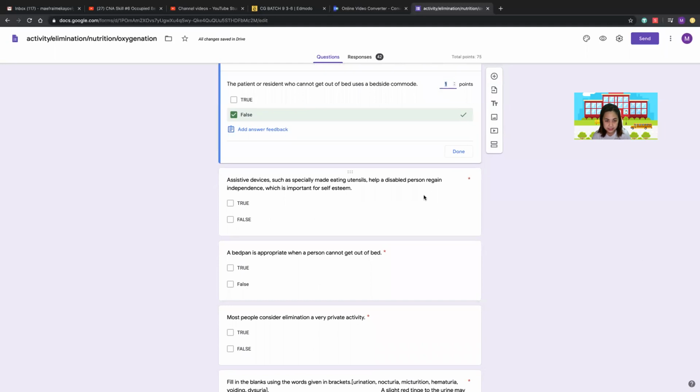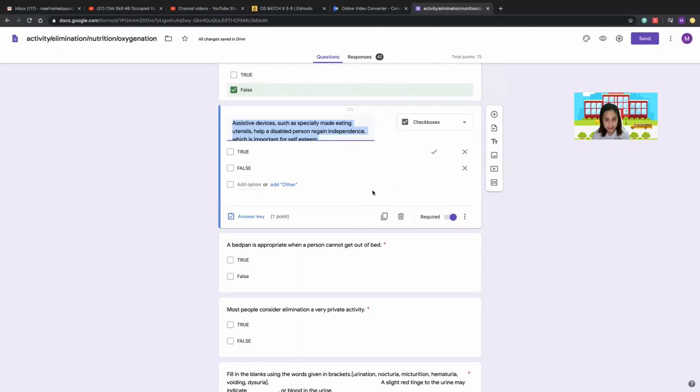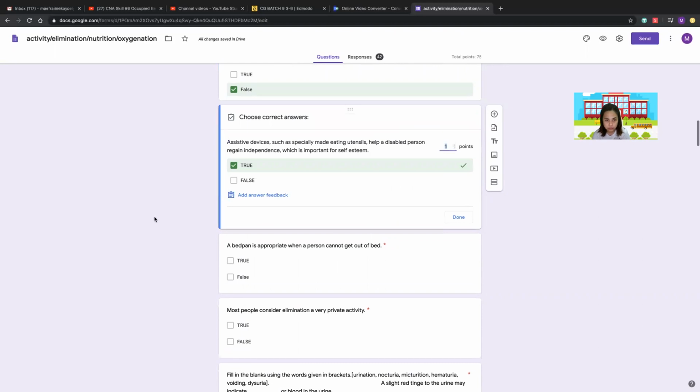Assistive devices such as specially made eating utensils help a disabled person regain independence, which is important for self-esteem. The answer is true. If you are allowing a disabled person to do things that he can do, like using the eating utensils, you are allowing him to regain his independence.